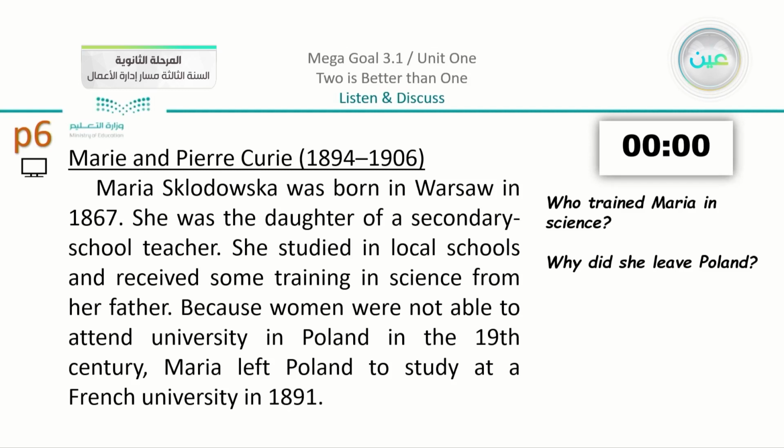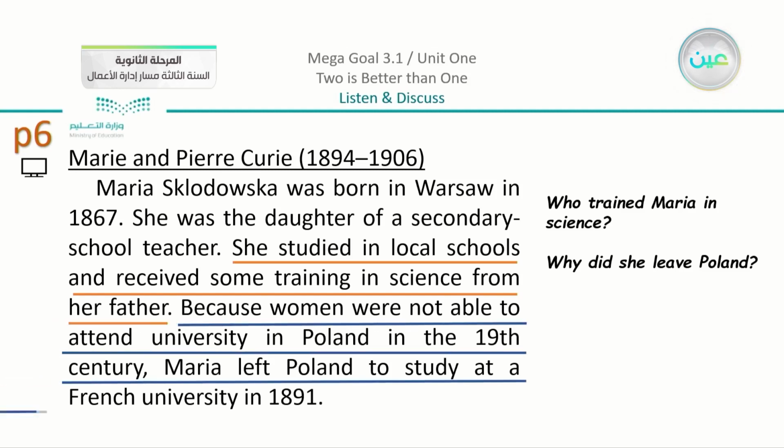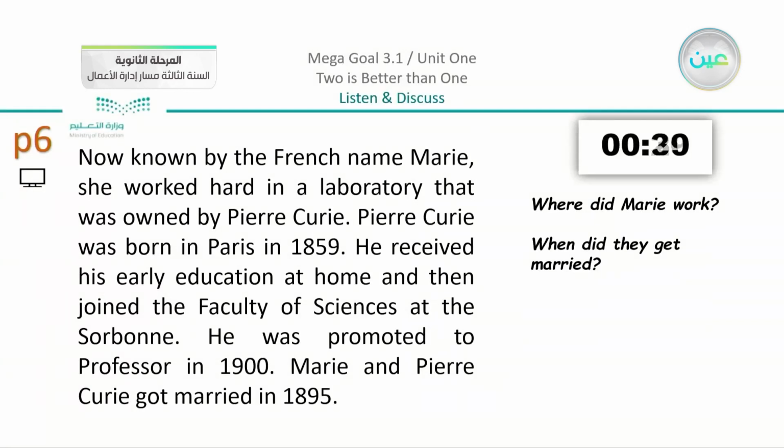So we have the first question: who trained Maria in science? Her name is Maria. Now we have here the first part, who trained? She studied in local schools and received some training in science from her father. And why did she leave Poland? Maria left Poland to study at a French university in 1891. Moving on to the second part, countdown.